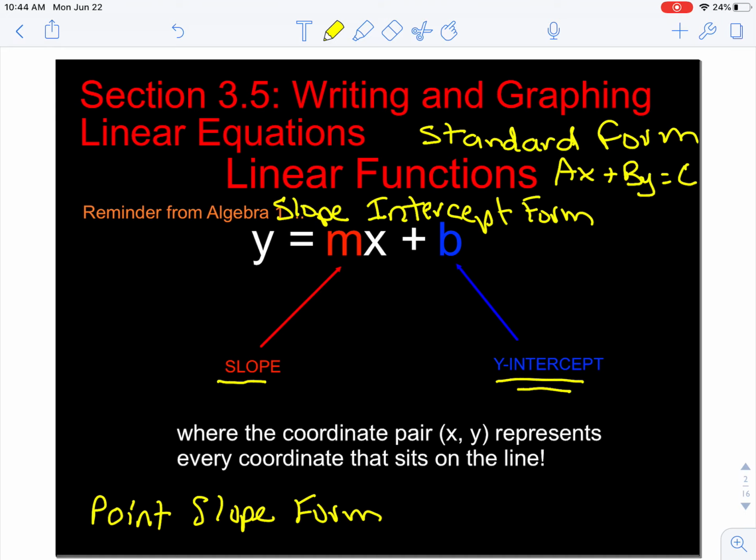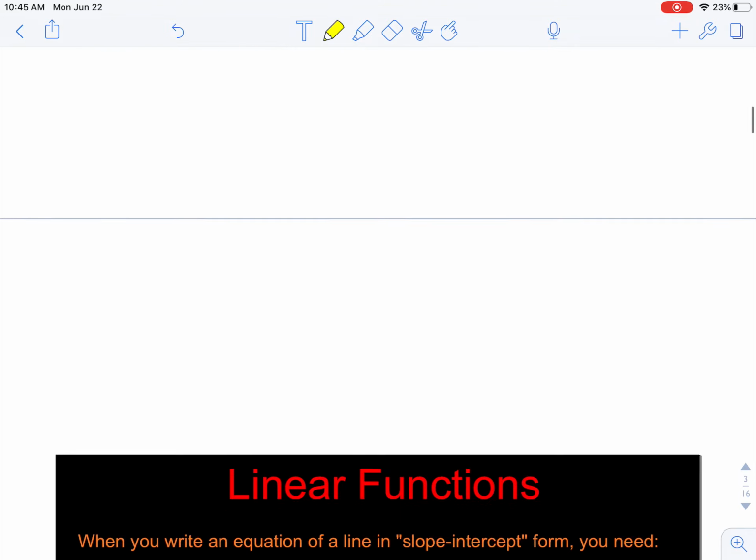Point slope form, some of you may have covered this, and this is if you are given a point and the slope, then you can drop the point in for x1 and y1, and you can drop your slope in for m, and that makes a very convenient form. I'm not going to specifically talk about point slope form, but if you remember it, you certainly can use it.